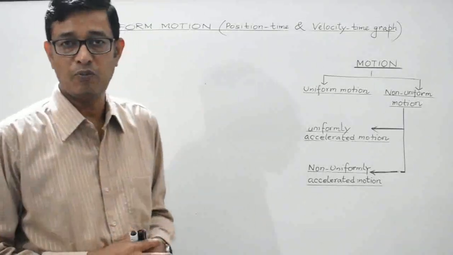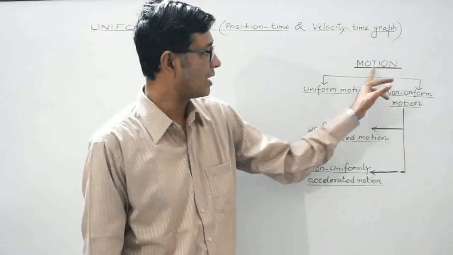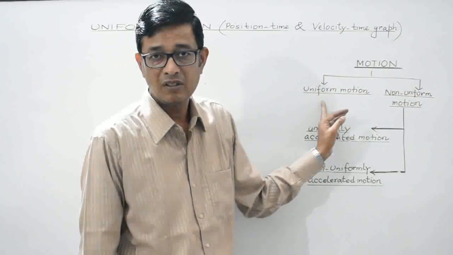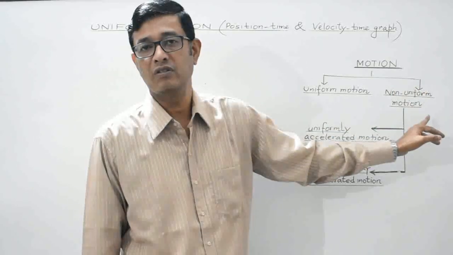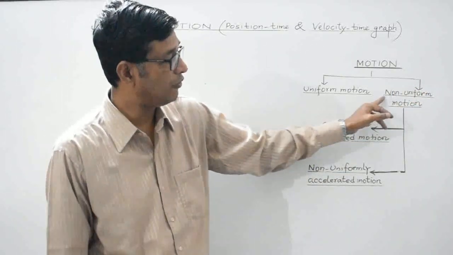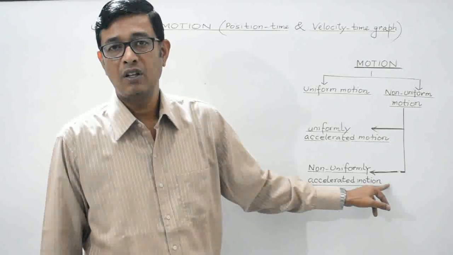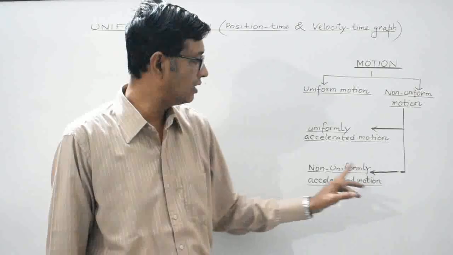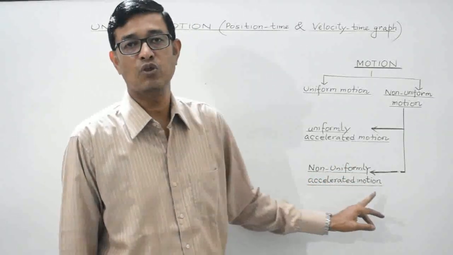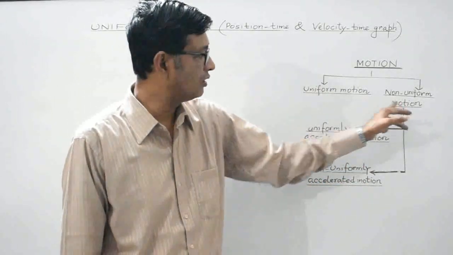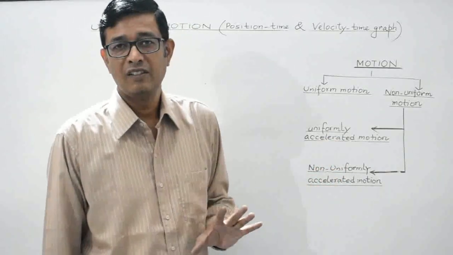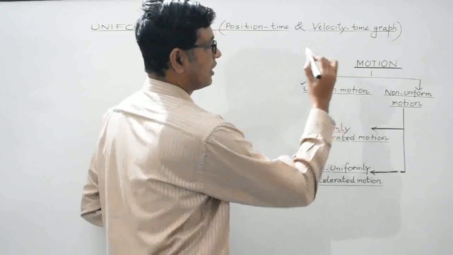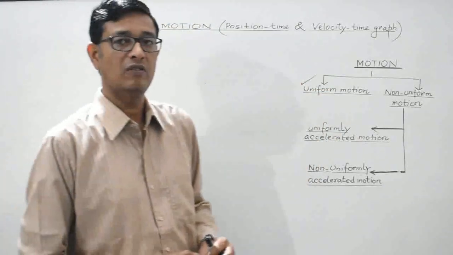There are various types of motion actually. So motion can be broadly classified into two types. One is the uniform motion, the other one is the non-uniform motion, right? Non-uniform motion can be further categorized into two types. One is uniformly accelerated motion and the other one is non-uniformly accelerated motion. So we'll discuss all these topics in detail. In the present session, we will only concentrate on this particular topic, uniform motion, right?